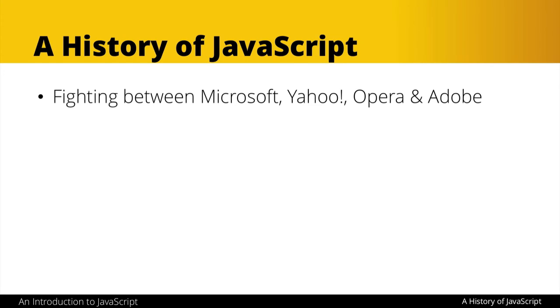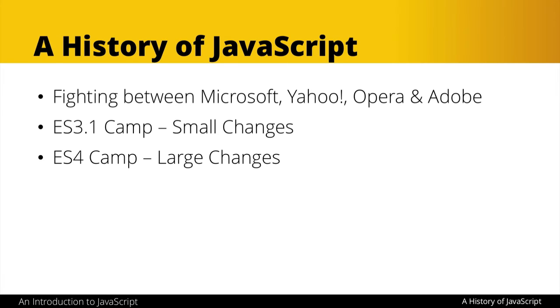However, the problem at this time is that various groups like Microsoft, Yahoo, Mozilla, Opera, and Adobe wanted different things from ECMAScript to implement in their own versions of the standard. It broke down into two camps. One that was pushing for ES3.1 with small changes to the language, and another that was pushing for ES4 with some major changes that we are just seeing implemented today.